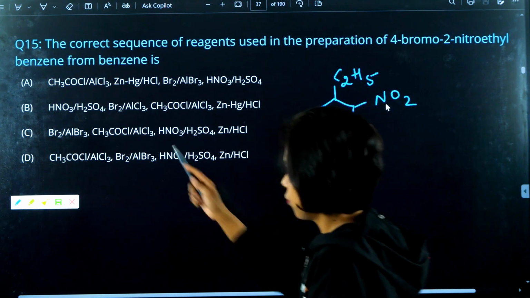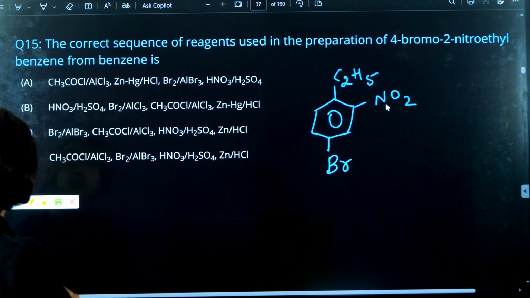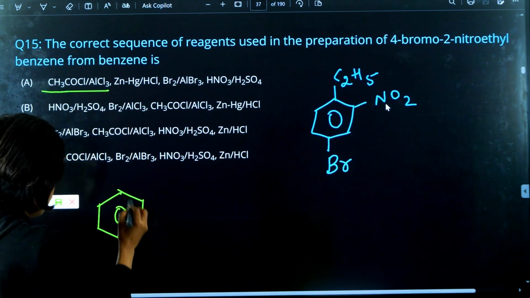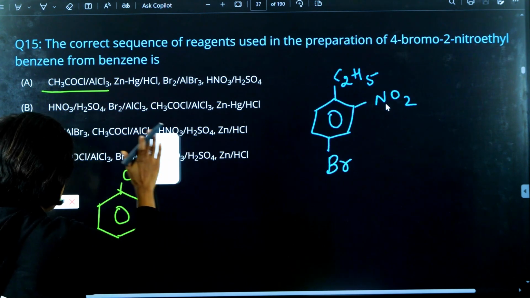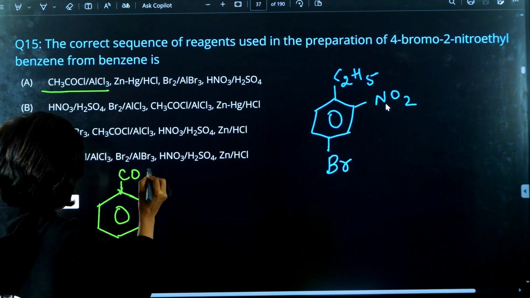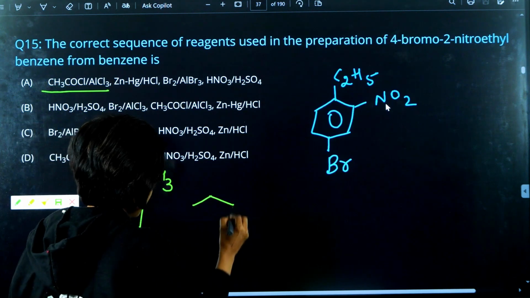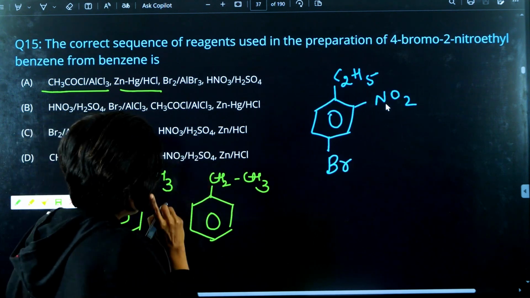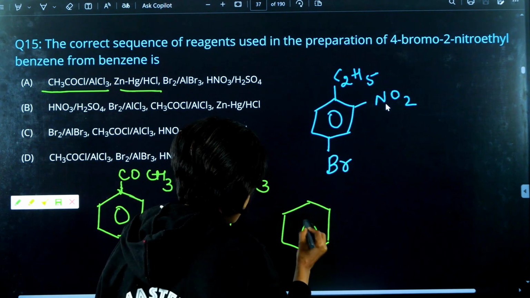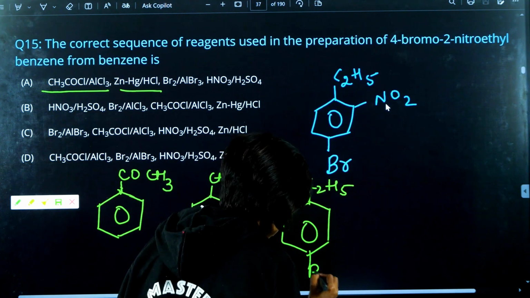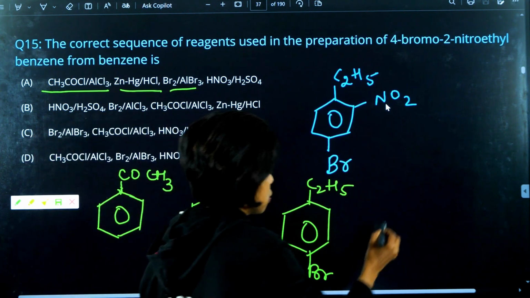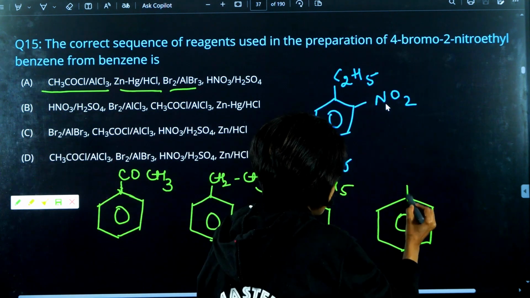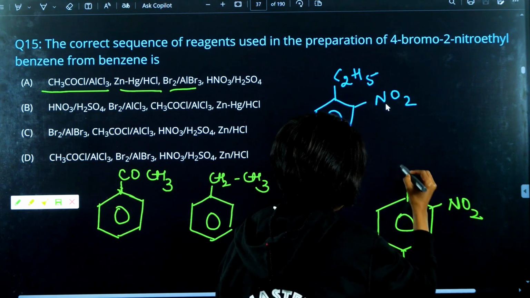Let's check with the first. The sequence is from benzene. We are starting with benzene. On adding CH3CO, we get Friedel-Crafts acylation, right? COCH3, which will get converted to CH2CH3 because of Clemmensen reduction, and then bromine. The alkyl group is ortho para directing, so we get bromine at the para position, and then nitration, right? Again we have ortho para directing, so we have the nitro group here.